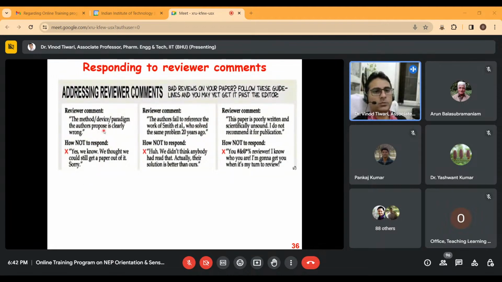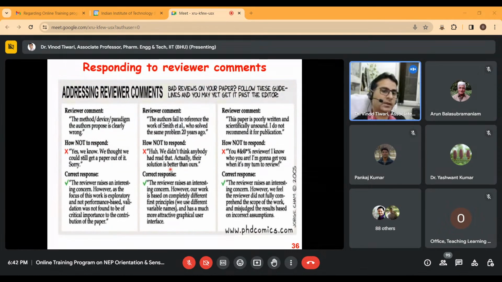So, for example, a reviewer sends a comment that the author failed to reference the work of Smith et al., who solved the problem 20 years ago. You are not supposed to respond, "We didn't think anybody had read that. Actually, their solution is better than ours." This is a non-scientific way of responding to a reviewer. You also cannot write, "Yes, we know, we thought we could still get a paper out of it." This is a flippant way of responding to a reviewer. I know nobody will do that, but you should understand that you have to write in a more scientific and technical manner.